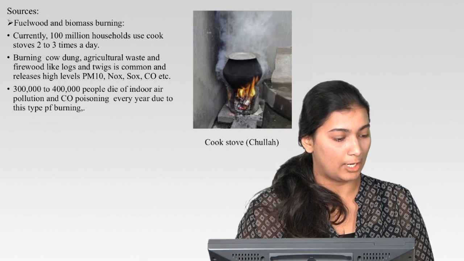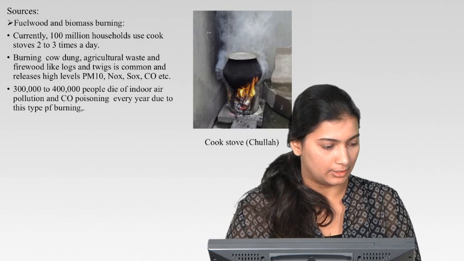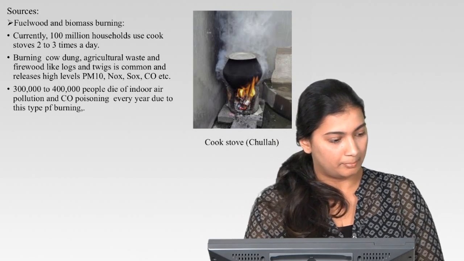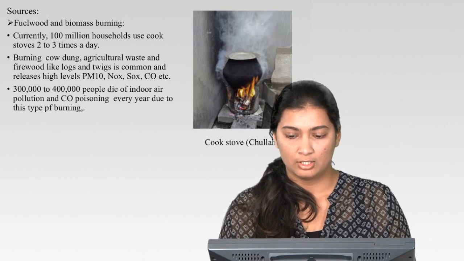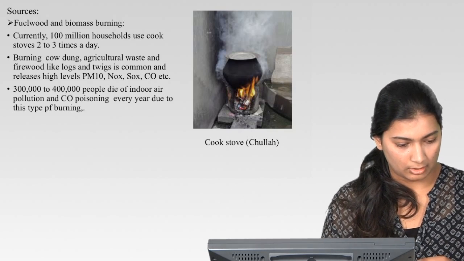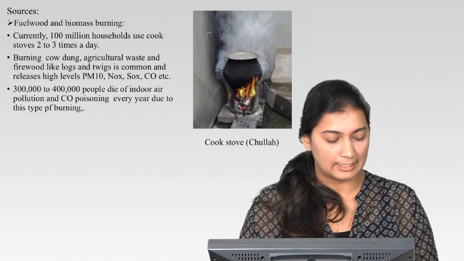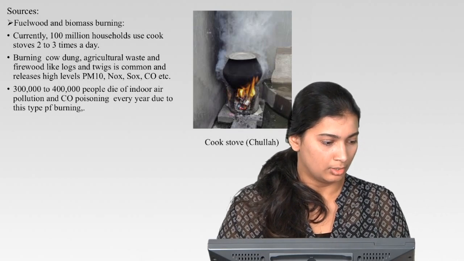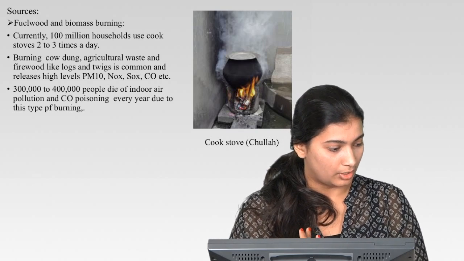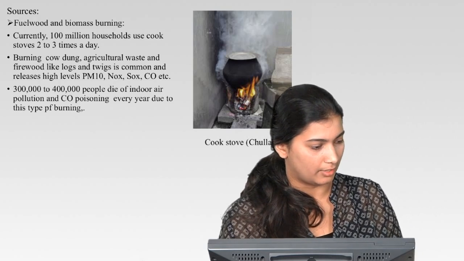Fuel wood and biomass cakes are used for cooking and general heating purposes, mostly in the rural areas because there is a bit of a problem of electricity there. These are burnt in cook stoves known as chullas. You can see a picture of a cook stove out there. And these are present in over 100 million Indian households and are used at least 2 to 3 times daily. So the traditional fuels used are dried cow dung, agriculture waste, firewood like logs and twigs, which can be easily available.